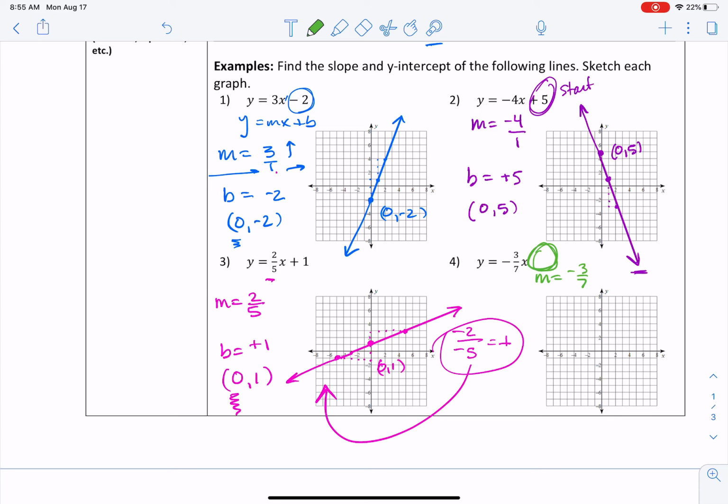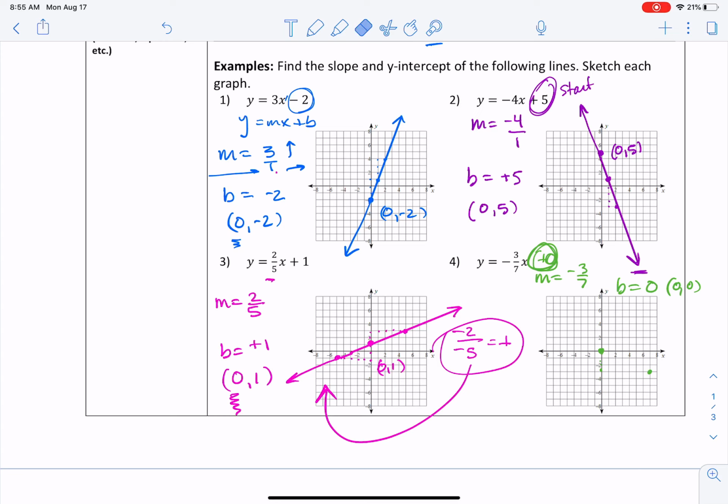What's nothing in math? 0. That means that b equals 0. So I'm just going to write plus 0 right here so I don't forget. So then my point is 0, 0. So that means I'm just going to go through the origin. And then I go down 1, 2, 3, and right 7.